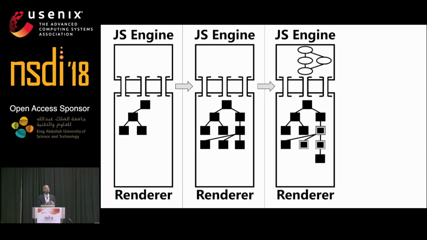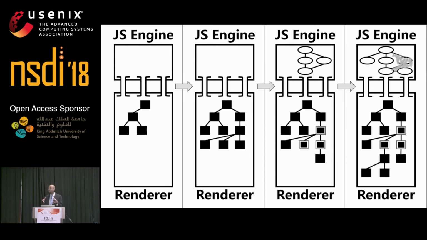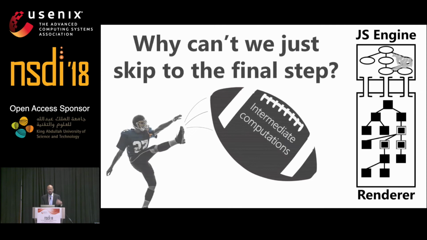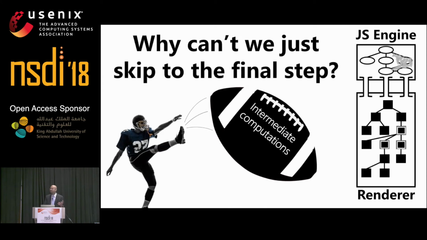So what did we just learn? Well, what we saw is that the process of loading a frame is actually this process of incrementally building these two data structures, the JavaScript heap and the DOM tree. So a natural question is, why can't we just skip to the final step? Why can't we just have the server send the final version of the frame to the client? Well, I'm here to tell you that you can skip to the final step.